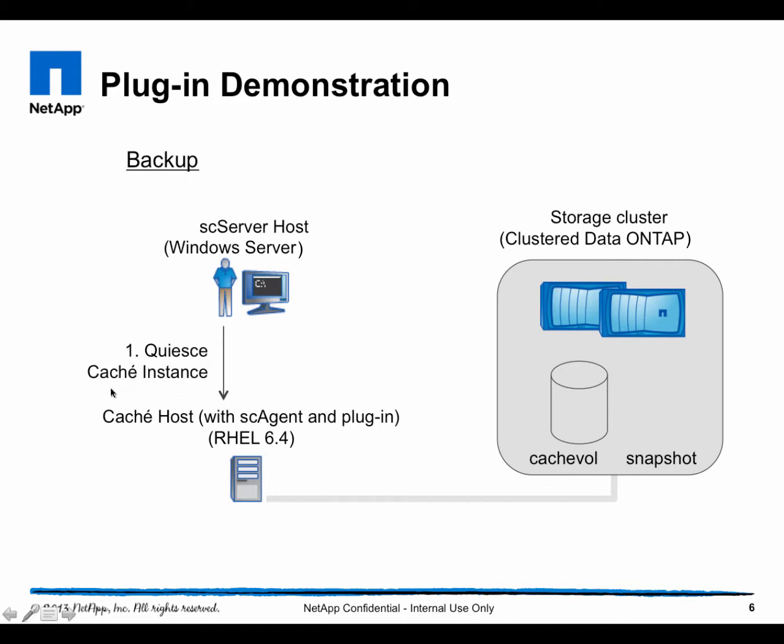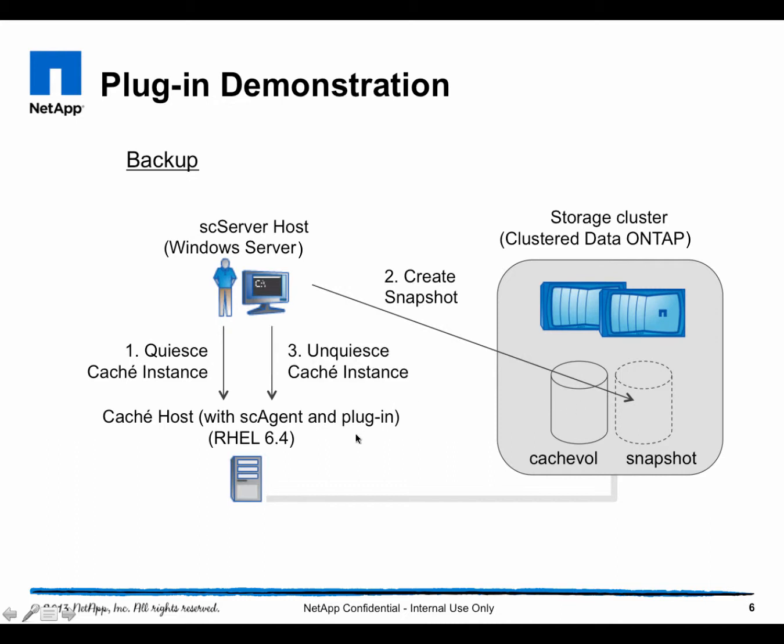SnapCreator will first quiesce the Cache instance controlling the database by giving the Cache-specific external freeze command to Cache. Then, while Cache is quiesced, SnapCreator will trigger the creation of a snapshot copy of the storage volume that holds the database. Once the snapshot is created, SnapCreator will unquiesce Cache, giving the external thaw command, which returns Cache to normal operation. With this workflow, SnapCreator takes a database-consistent backup without disrupting the operation of Cache.